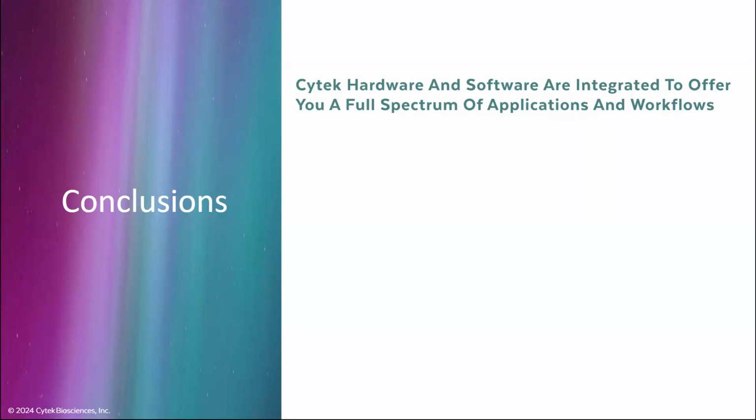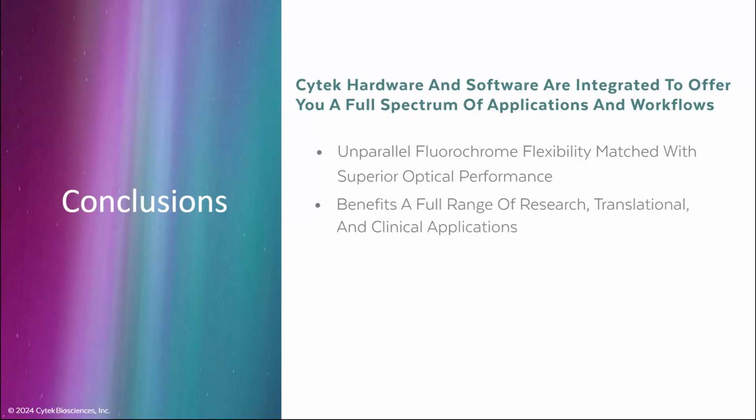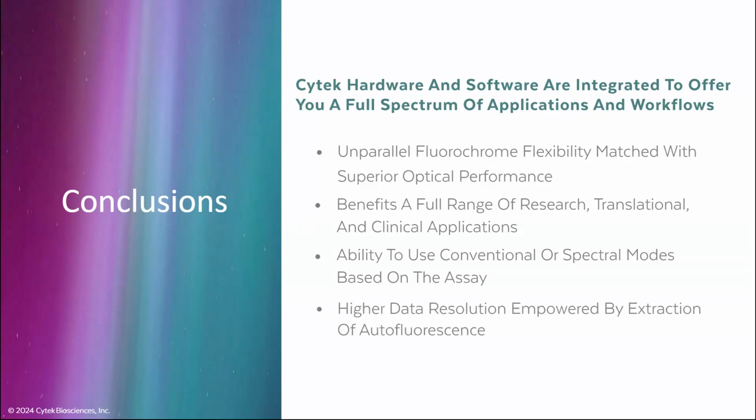It's having us in automated setup, it's having simple workflow, it's having solutions depending on what samples you're bringing, and it's giving you flexibility in fluorochrome selection with that optical performance. It's benefiting, as you saw, different applications. It's also allowing you now to use conventional or spectral modes based on your needs. If you only need one color, conventional. If you need overlapping dyes, autofluorescent extraction, spectral. You saw how data resolution can be so empowered by extraction of autofluorescence.